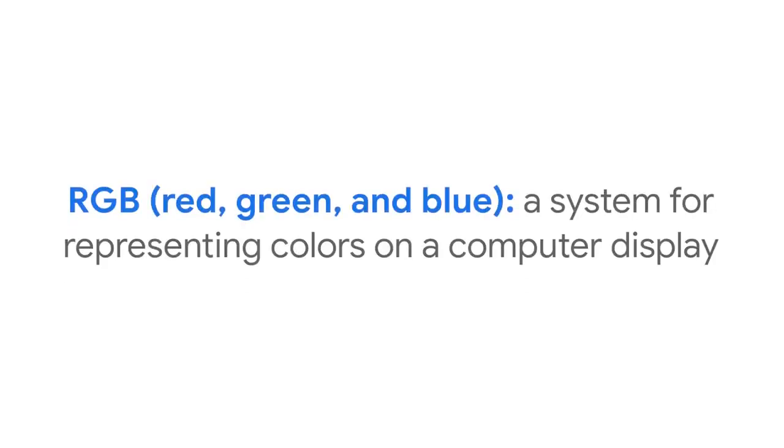To start, choose the color you want to use. The color you select will have RGB values. RGB is a system for representing colors on a computer display. RGB stands for red, green, and blue, which can be combined to make any color in the spectrum.